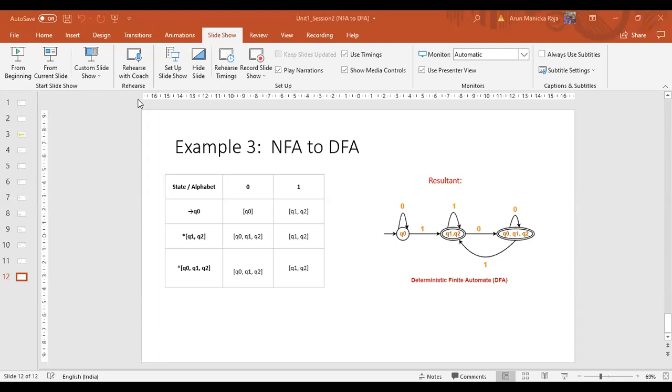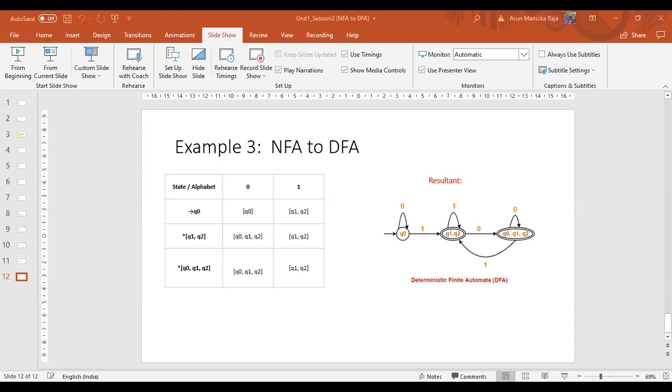Here the pairs are Q0 on 0, Q0 on 1, Q1 on 0, and Q1 on 1. That's all. This is the process, with the help of which we can convert NFA with epsilon to NFA without epsilon. The first step is to find the epsilon closure, and we already know how to calculate it.